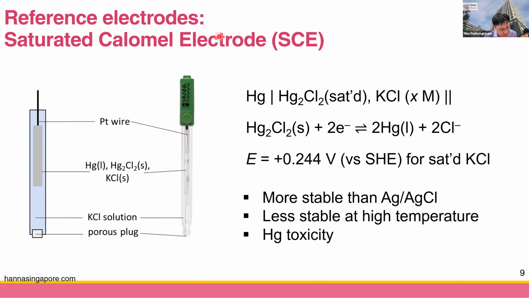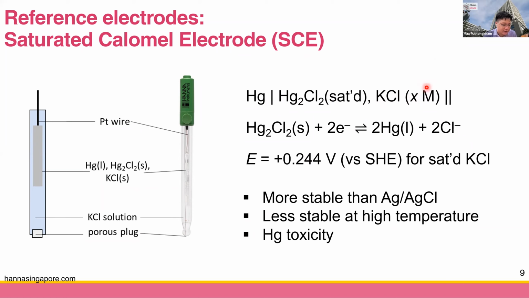So based on this component, you can write the shorthand notation of this reference electrode as mercury, right? Because you have mercury here, and then a vertical line, and the calomel, and sometimes it's liquid, sometimes it's solid. So people tend to put saturated, but it's fine. You can just put calomel, and then you have KCl solution. So you put KCl with the concentration that you have. And it is important to specify the concentration.